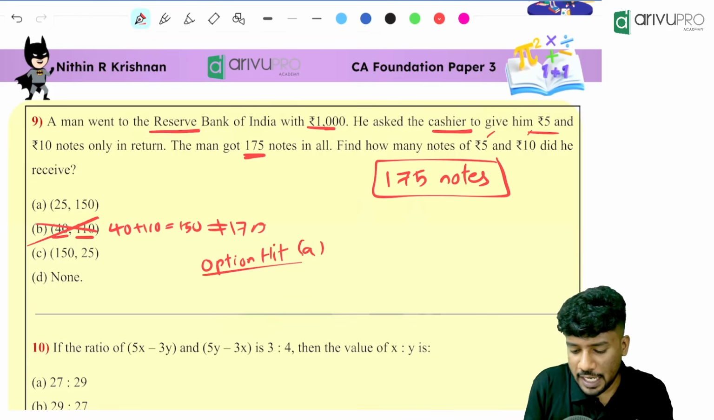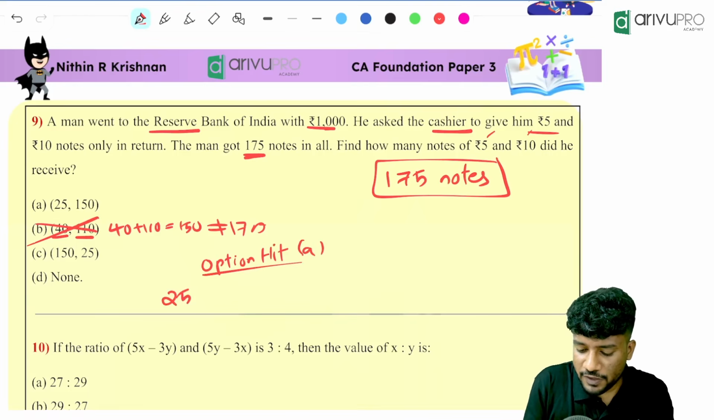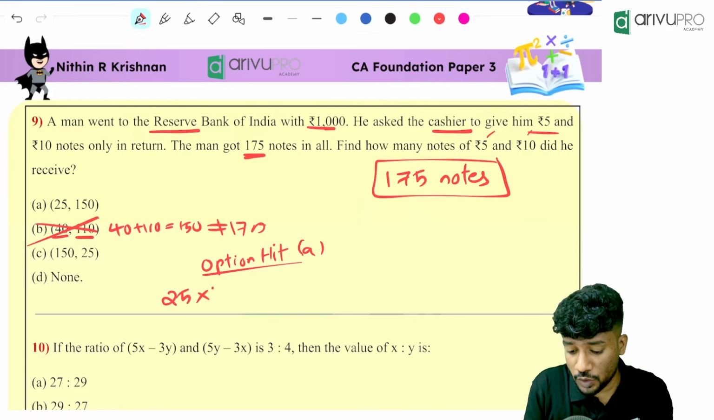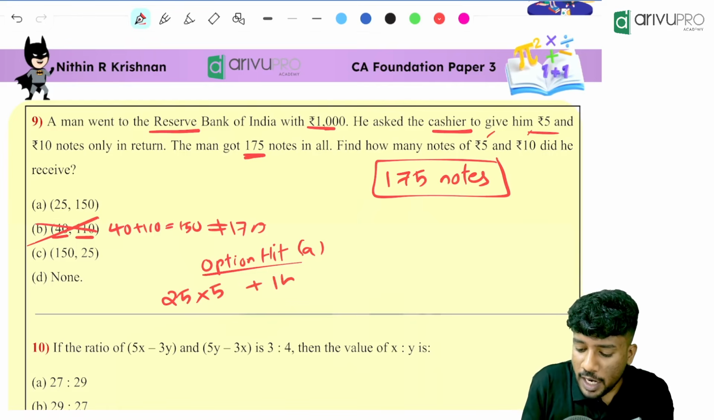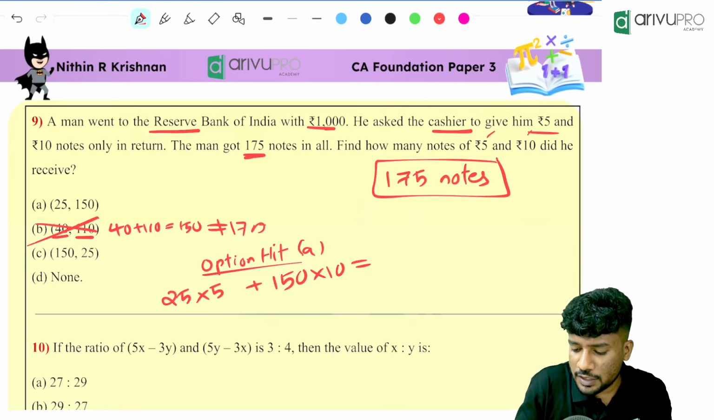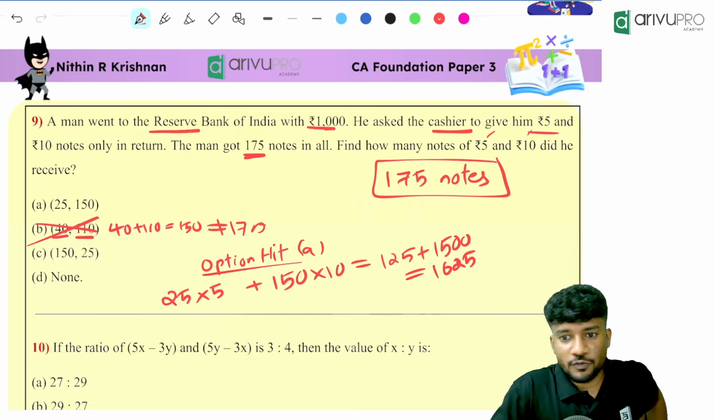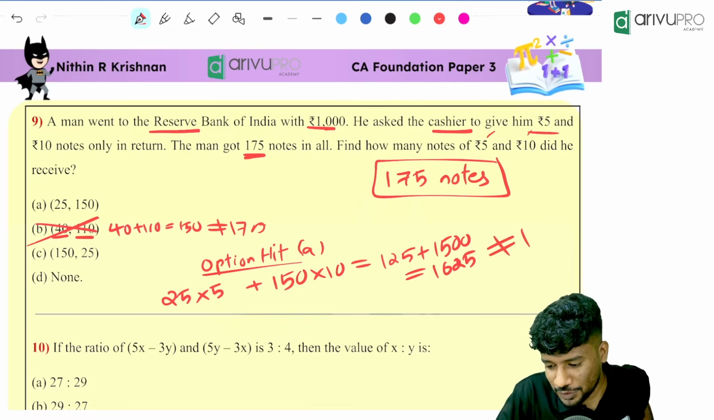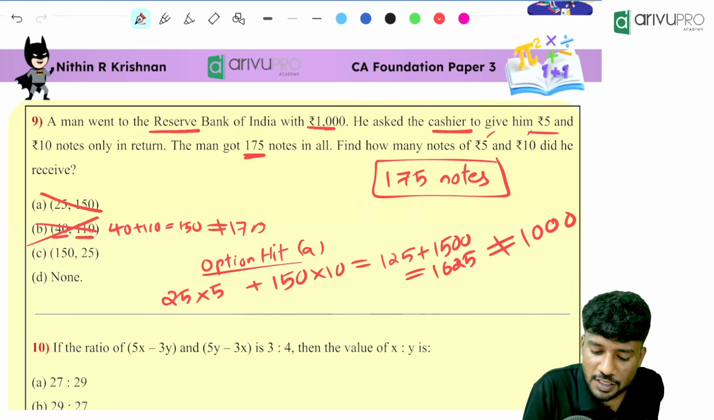Option A means 25 5 rupee notes and 150 10 rupee notes. The total value is 25 into 5 plus 150 into 10, that is 125 plus 1500, which is equal to 1625. Will the Reserve Bank give him extra money? No, that is not equal to 1000. That means option A is wrong.